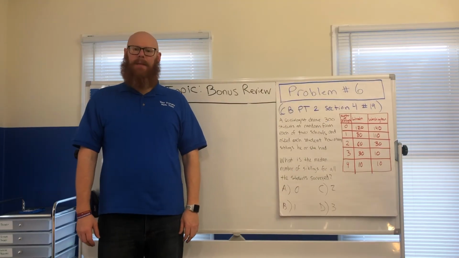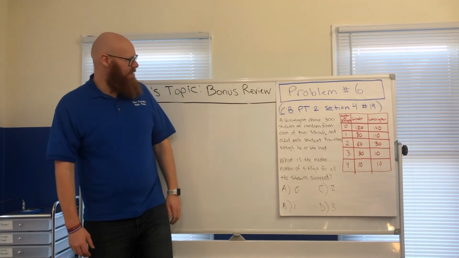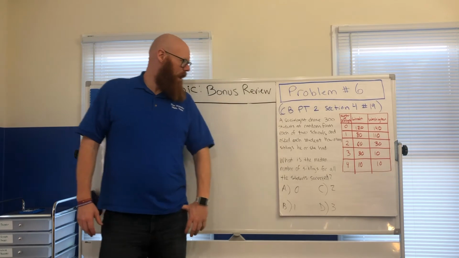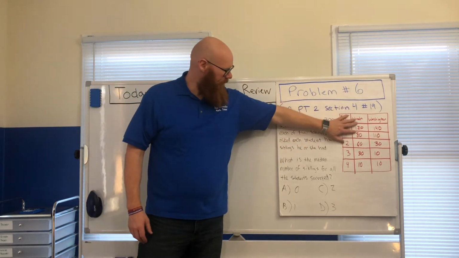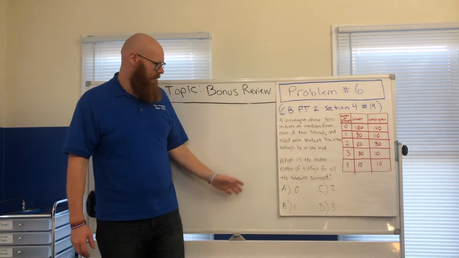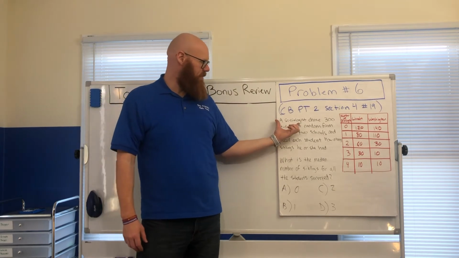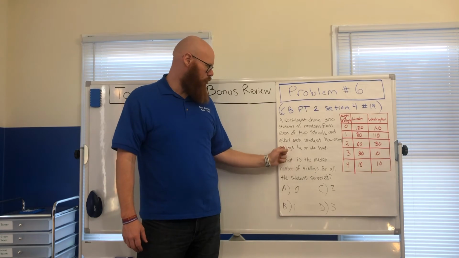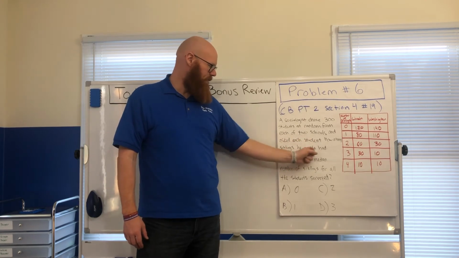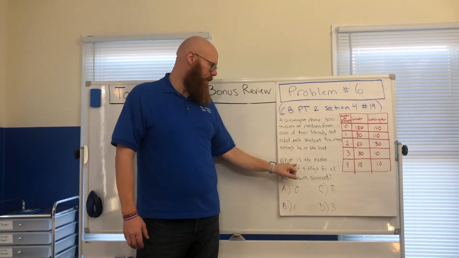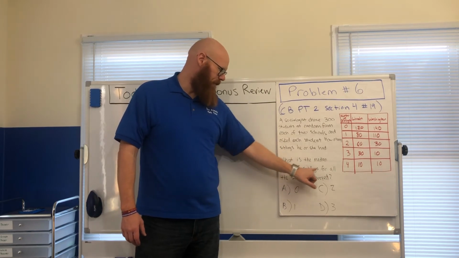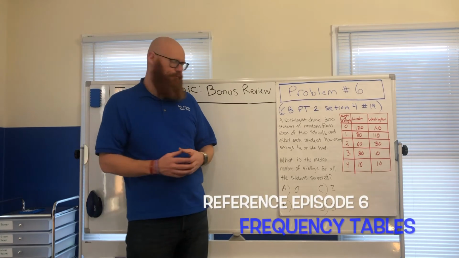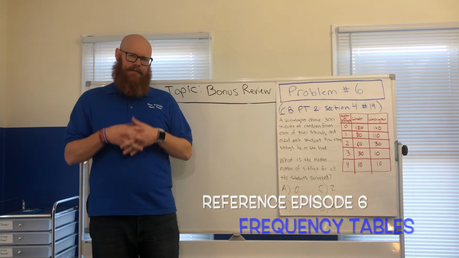All right, now on to problem number 6. This is College Board Practice Test 2, Section 4, number 19. Notice we have a table, and let's just look through this. It says a sociologist chose 300 students at random from each of 2 schools and asked each student how many siblings he or she had. What is the median number of siblings for all the students surveyed? So what we have here is a frequency table, and we're asked to find the median.